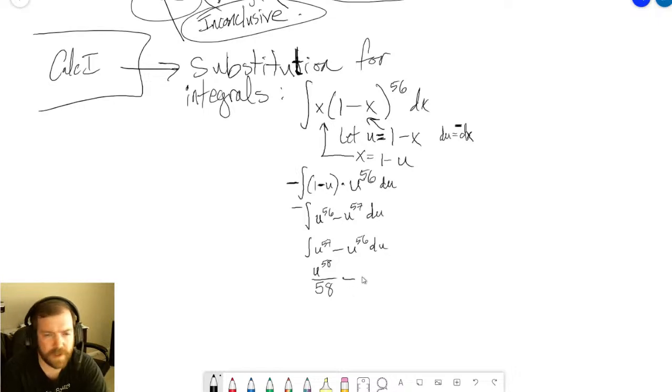Okay, minus u raised to the 57th power. For the same reason, we're increasing the exponent by 1, and divide by 57. Plus c.